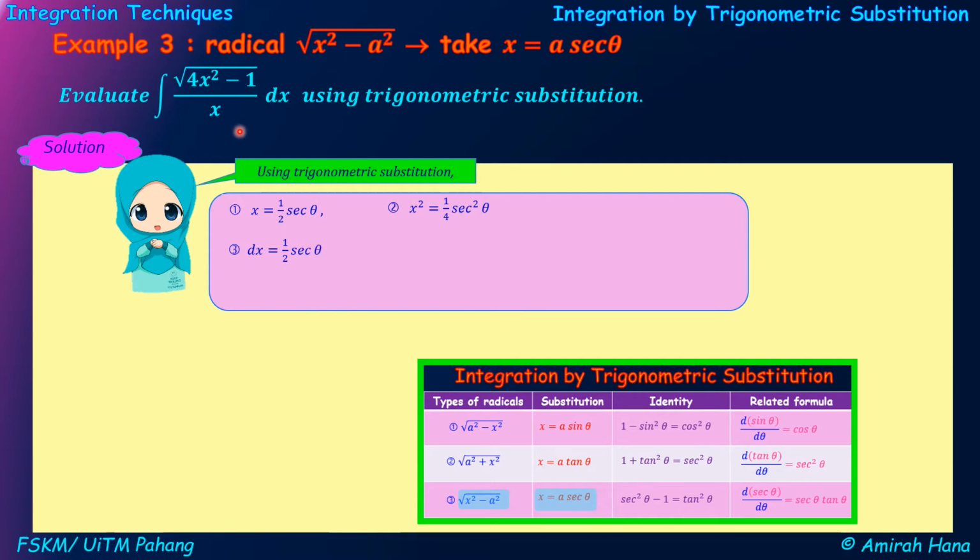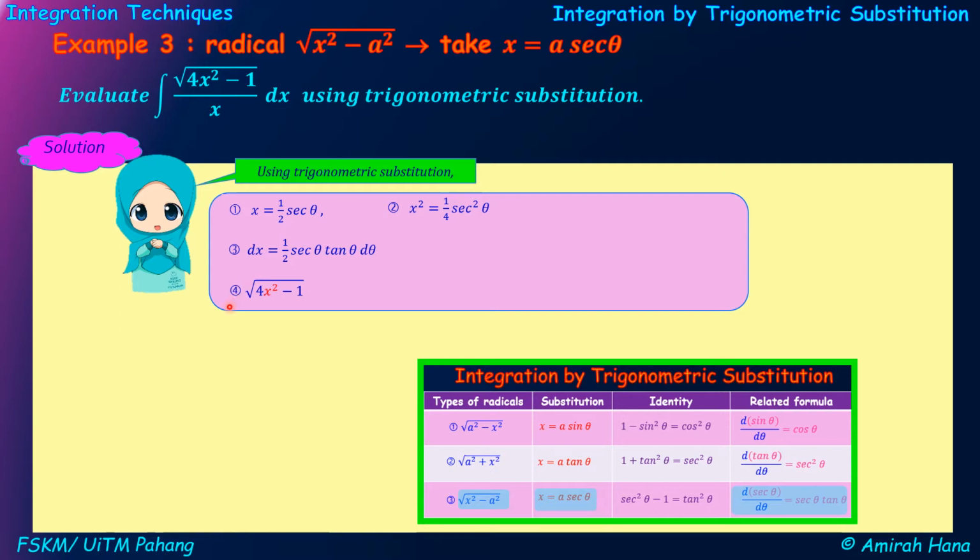So step 3, we continue with the derivative. We differentiate step 1. When we differentiate x with respect to theta, we get dx over d theta. The d theta from the left-hand side we move to the right-hand side, so we multiply by d theta. When we differentiate half sec theta with respect to theta, we still have the constant half in front, and from this formula, the derivative of sec theta is sec theta tangent theta. So we get half sec theta tangent theta d theta.